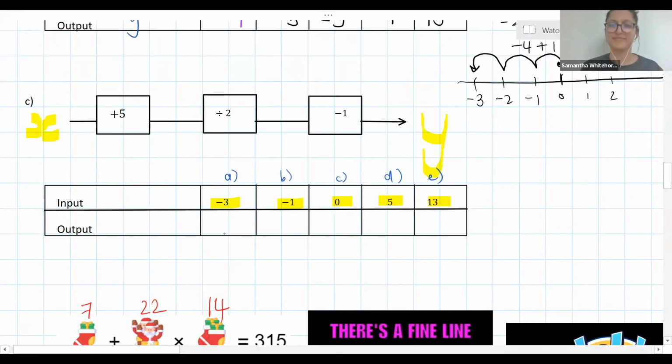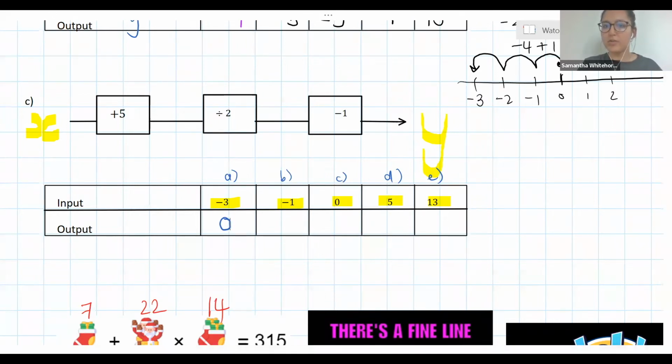-3 plus 5 is equal to 2. Good. And then 2 divided by 2 gives us 1. Good. Then 1 minus 1 gives us 0. Fantastic. Well done. Okay, I don't even think I need to explain that. We've got the explanation of how we got that answer. So our first output is indeed 0.